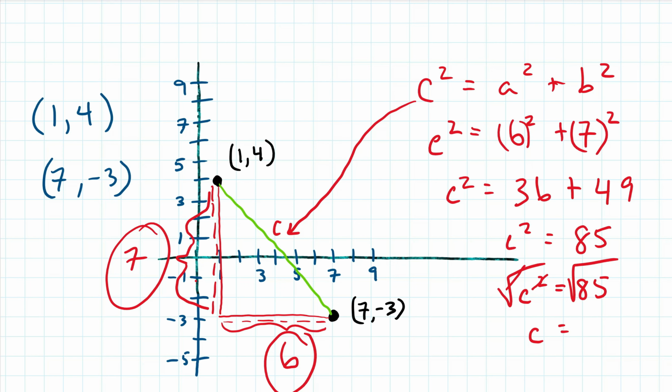c. 85 isn't a perfect square root like the last example. So for something like this, it's okay to just put it in your calculator, take the square root of 85, and we get 9.219. Maybe if it said round to the nearest hundredth place, then we would say 9.22. So that green line from 1, 4 to 7, -3 is 9.22 units long.